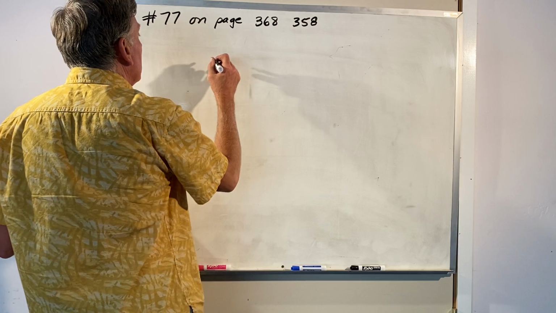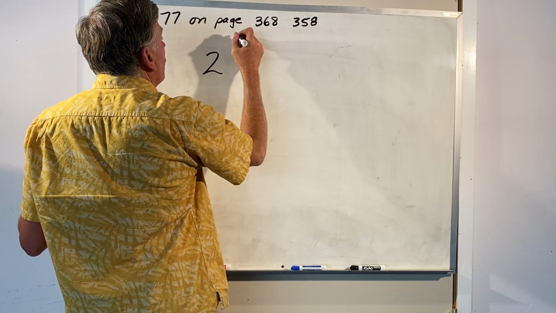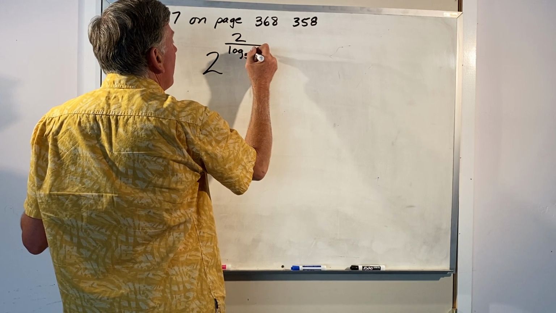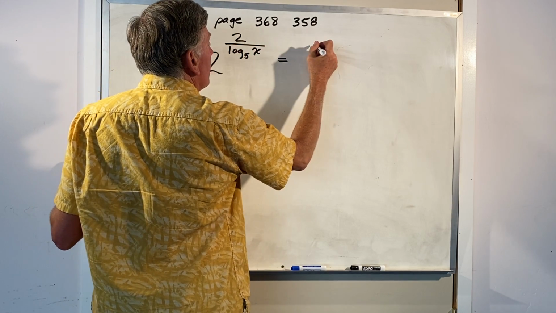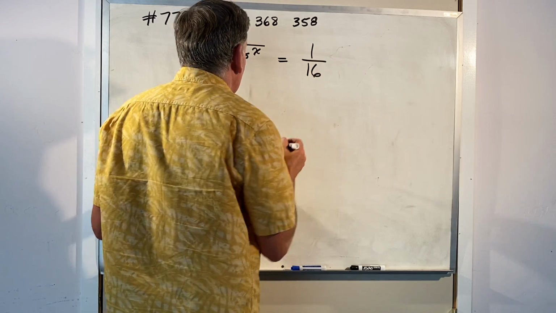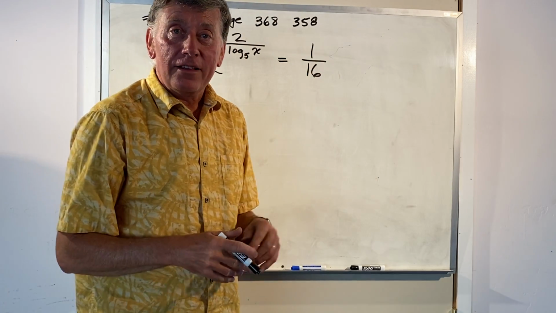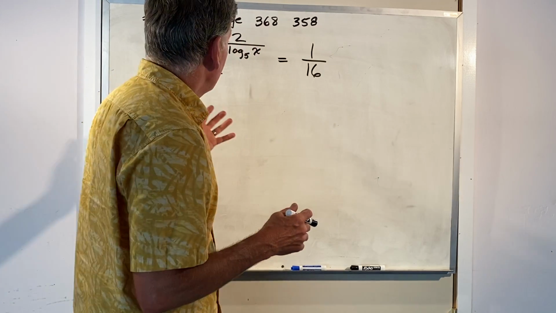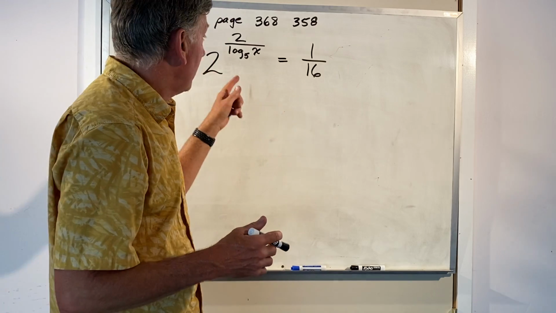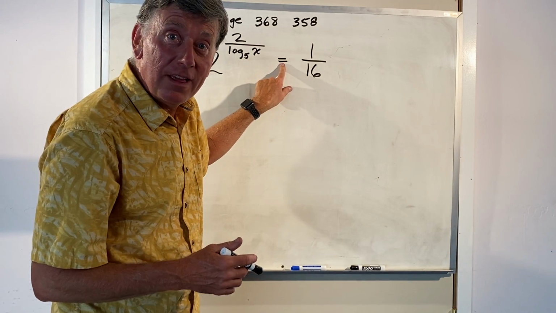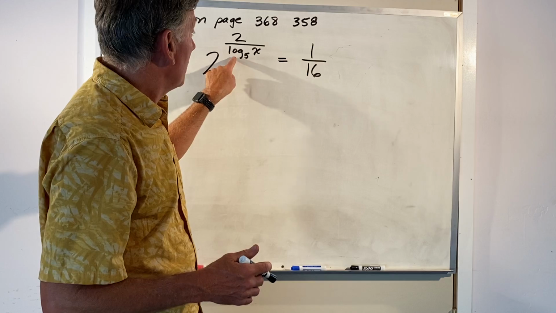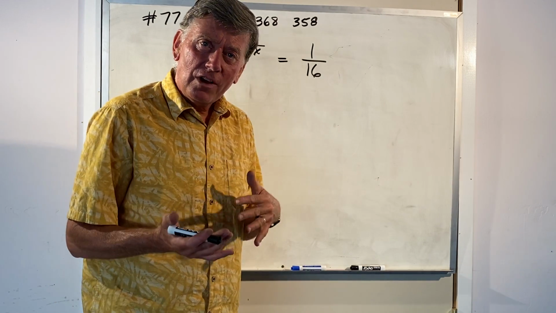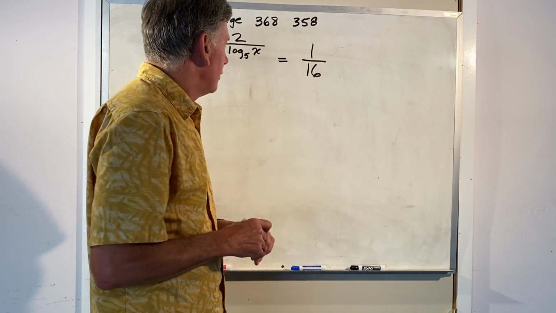Here's the problem. We have 2 to the 2 divided by the log base 5 of x is equal to 1/16. And we want to solve for x. This is an example of a logarithmic equation. It's an equation because it has an equal sign. It's logarithmic because it has a log. And I want to show you how we use inverse functions to get this figured out.